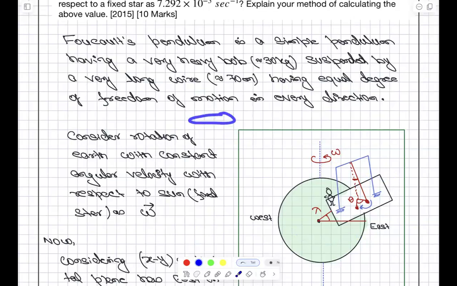If you are on the disk, let's say, and this is rotating like this with omega. So how will you see this disk? तुमको लगेगा तुम रेस्ट पे हो and this disk is rotating opposite to you. Yes, very good. So it will feel that this pendulum is moving from east to west. We are moving from west to east, opposite of the rotating motion, east to west.